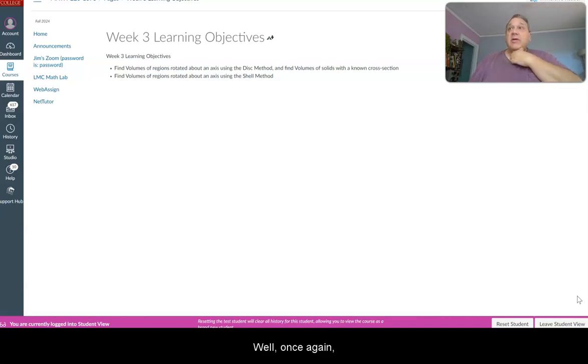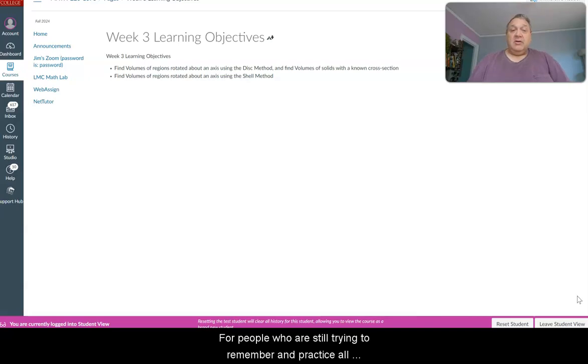Particular sticking points. Well, once again, there's a bunch of algebra in this section, so just be aware of that for people who are still trying to remember and practice all of their algebra skills. Also, drawing things or imagining things in 3 dimensions can be challenging for quite a bit of folks. So it does take practice. It doesn't come just naturally or easily for everyone. So give it your go. Try to draw things in 3 dimensions. They may not look perfect or great at first, but through practice, it might get better.